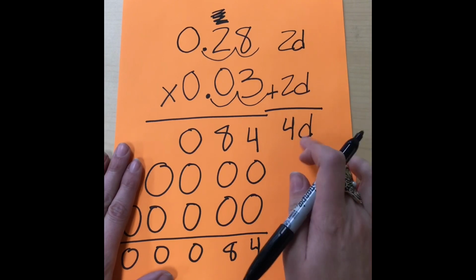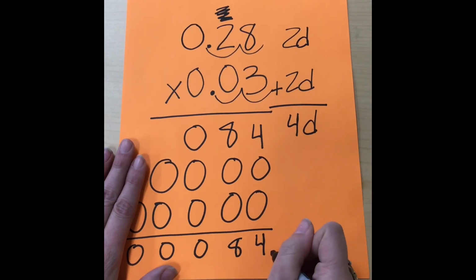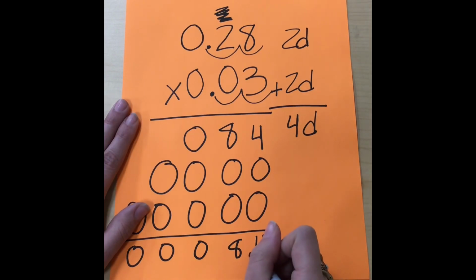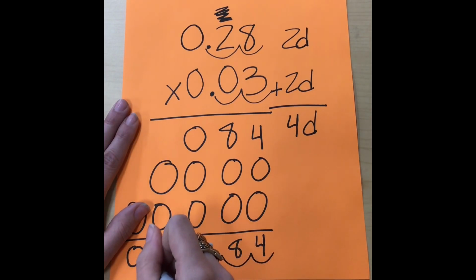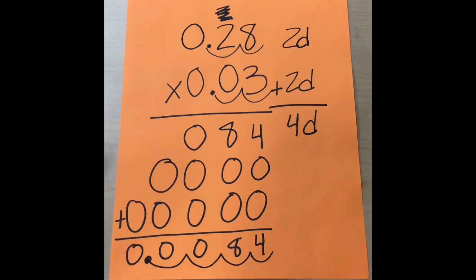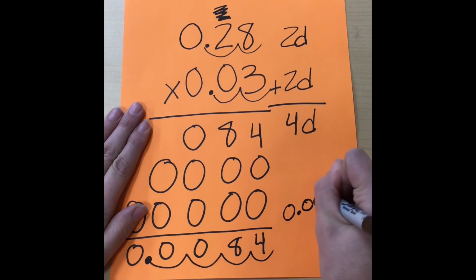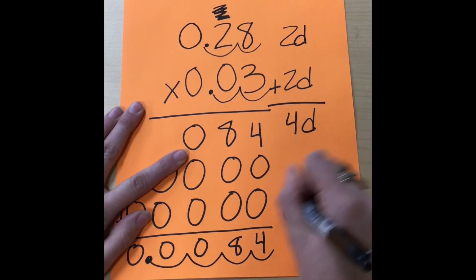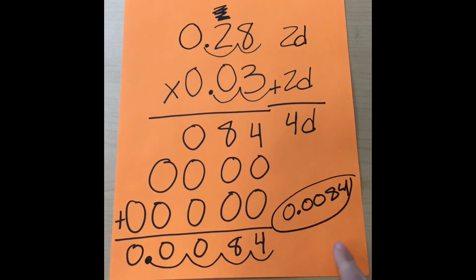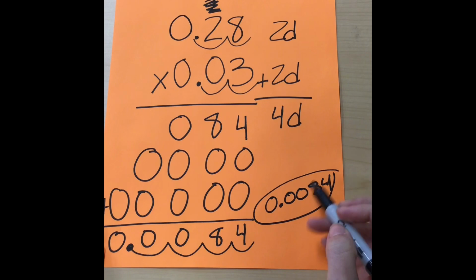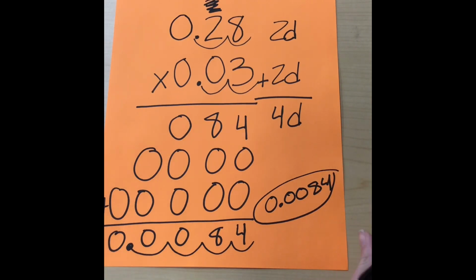Okay, 4 decimal places. You start right here at the very edge like you did with these, and you go 1, 2, 3, 4. Do you see why I have all those zeros there? You need them in your actual decimal. Okay, so the answer is 0.0084 is the answer. And some of you might think, is that right? Because there's a lot of zeros there, you know? But yes, it is. We went through step by step and made sure we had everything there.